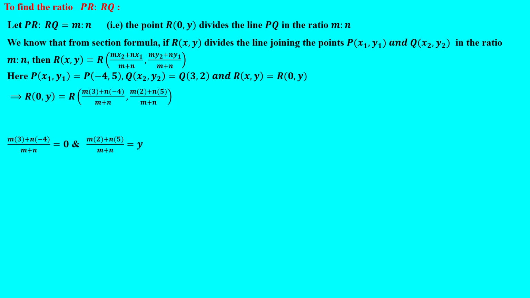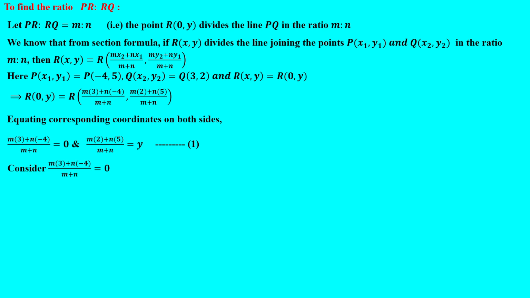Therefore R(0, y), using the section formula, equals (M into 3 plus N into -4) by (M plus N), comma (M into 2 plus N into 5) by (M plus N). Equating the corresponding coordinates on both sides: the x coordinate on the right-hand side, (M into 3 plus N into -4) by (M plus N), equals the x coordinate on the left-hand side, 0. Similarly, the y coordinate on the right-hand side, (M into 2 plus N into 5) by (M plus N), equals the y coordinate on the left-hand side, y. That is equation number 1.